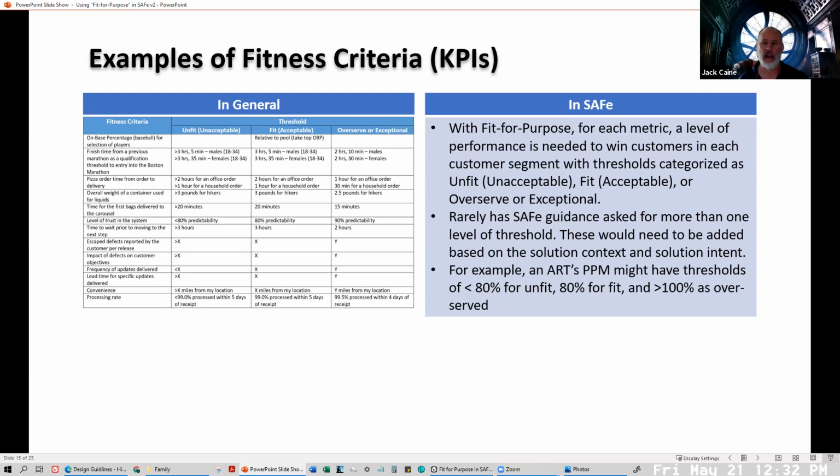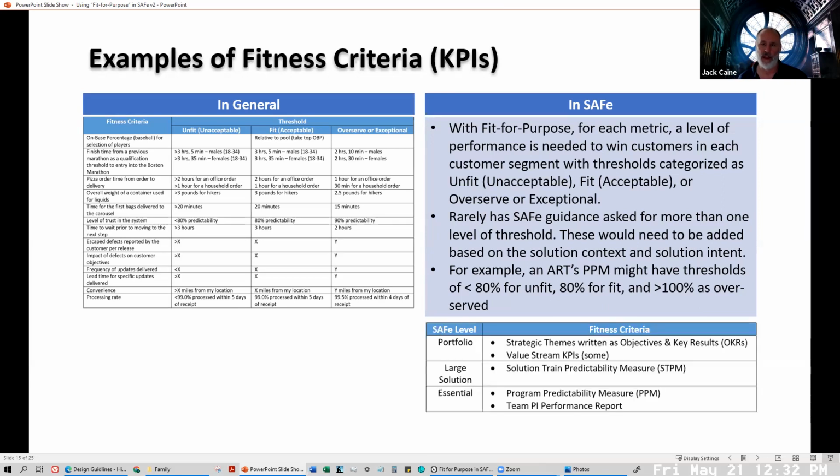For example, an agile release train, which is a team of teams of 5 to 12 teams, has a metric called the program predictability measure, the PPM. And that threshold has, if it's under 80%, it's unfit. If it's 80%, it's fit. If it's over 100%, it's overserved, okay? So we have these types of fitness criteria in SAFe at each one of these levels.